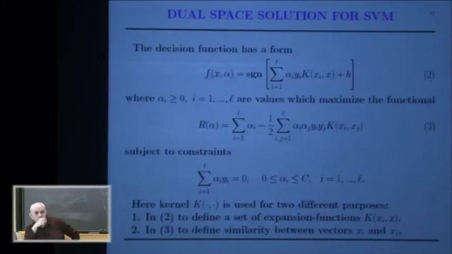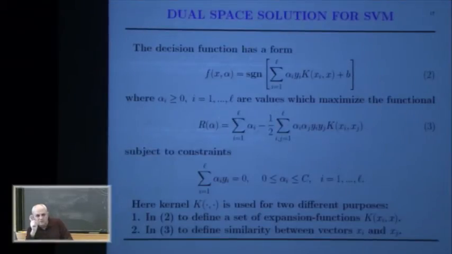But I would like to draw your attention to the following fact. The kernel K(x_i, x) comes in two different roles. The first is expansion of the set of functions in equation 2. It just defines the expansion of the set of functions. In equation 3, it describes the similarity between two vectors of observation. So the kernel plays different roles in learning theory: the role of expansion of the set of functions and the role of similarity between examples.